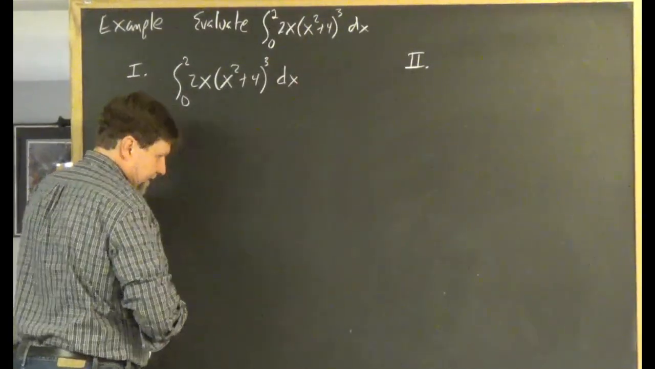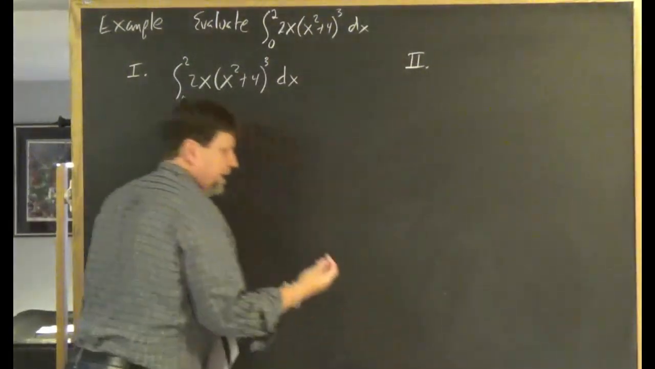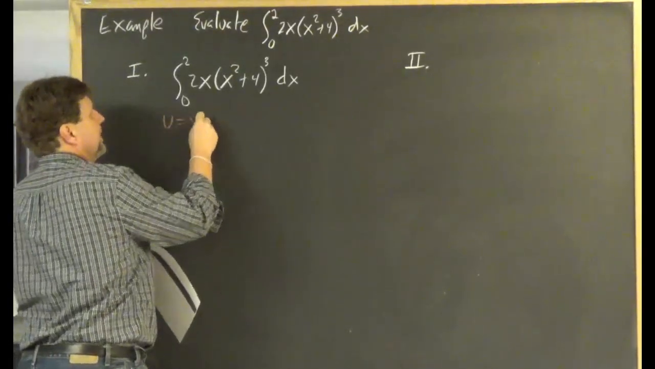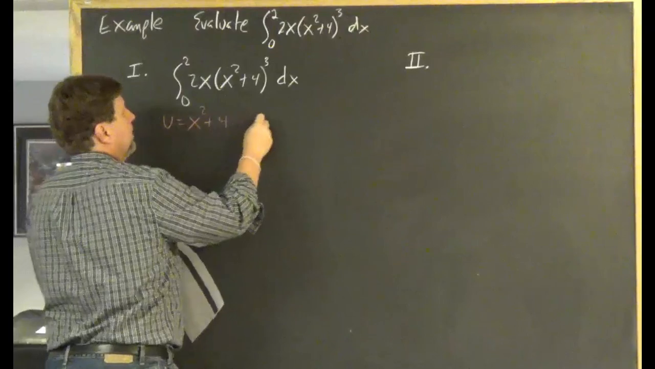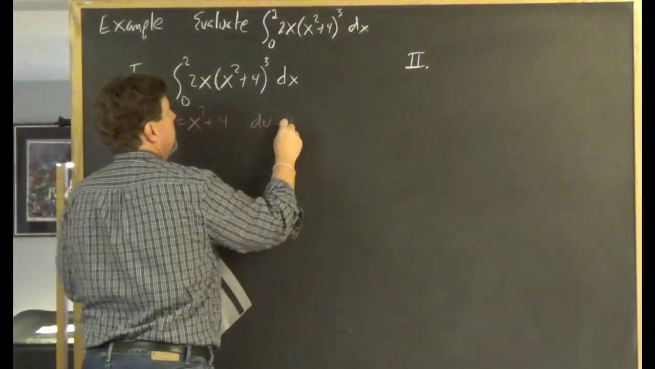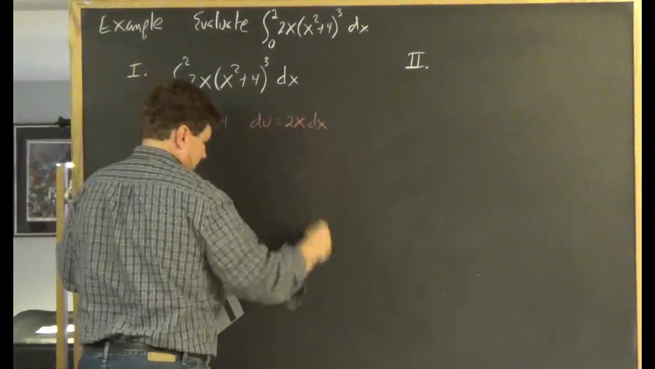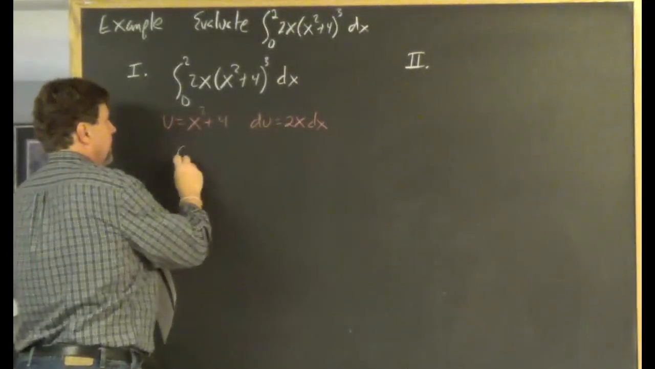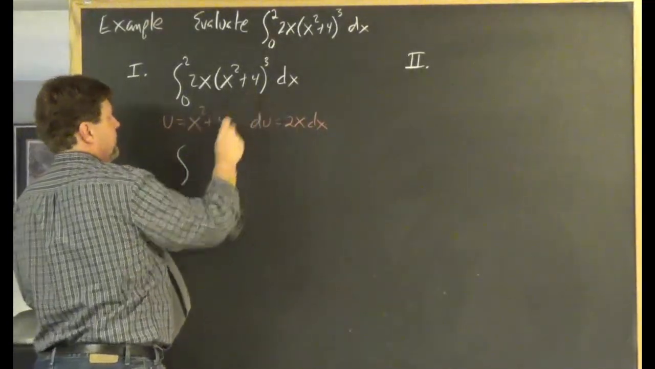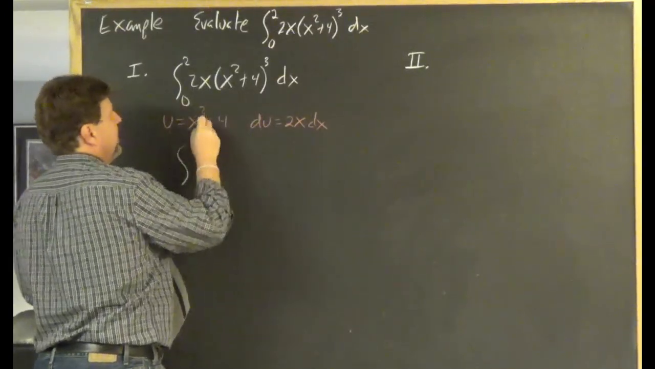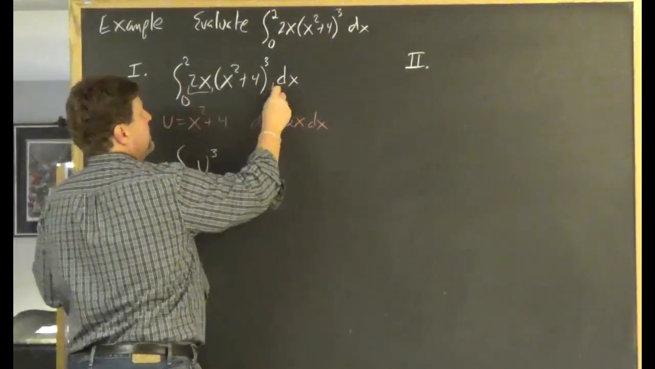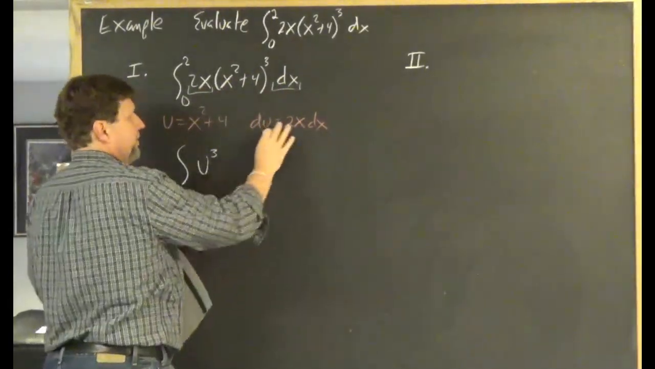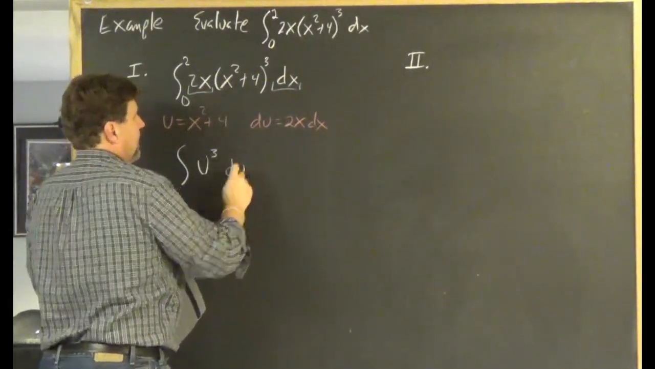Both routes are going to have the same initial step. You're going to do a u substitution. So u is x squared plus 4. du is 2x dx. So we know when we do the u substitution, take care of the u first. So here's u. So I have a u cubed. Oh, this works out nicely. 2x dx is exactly equal to du, so I don't have to do any massaging.